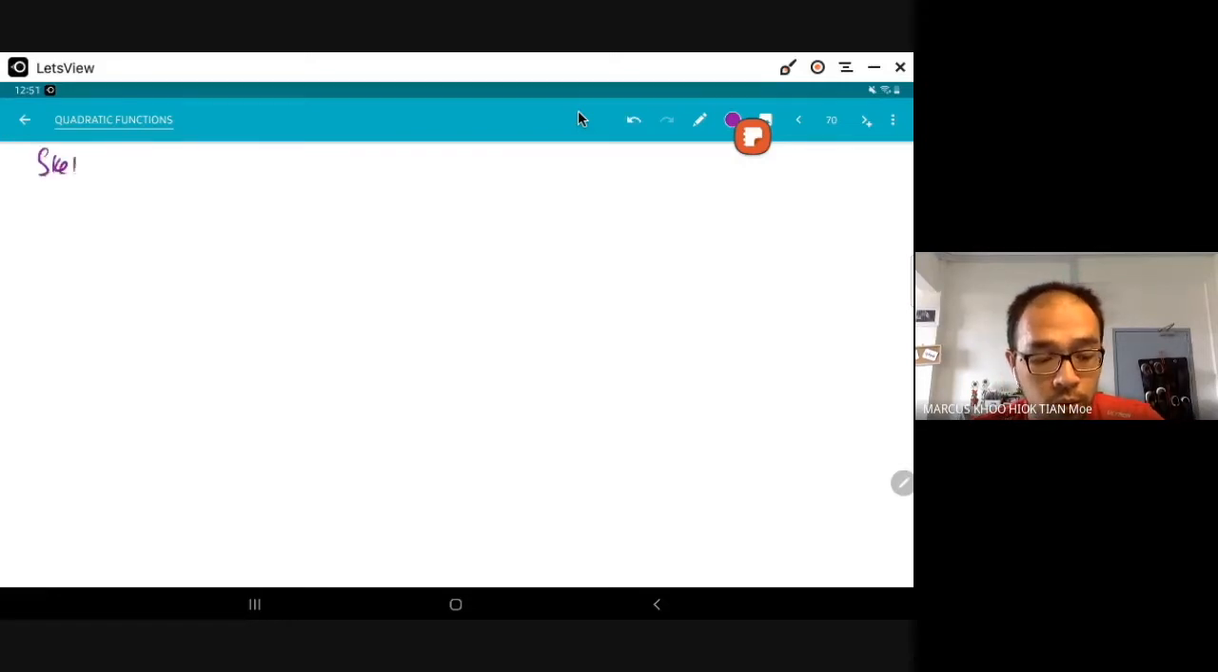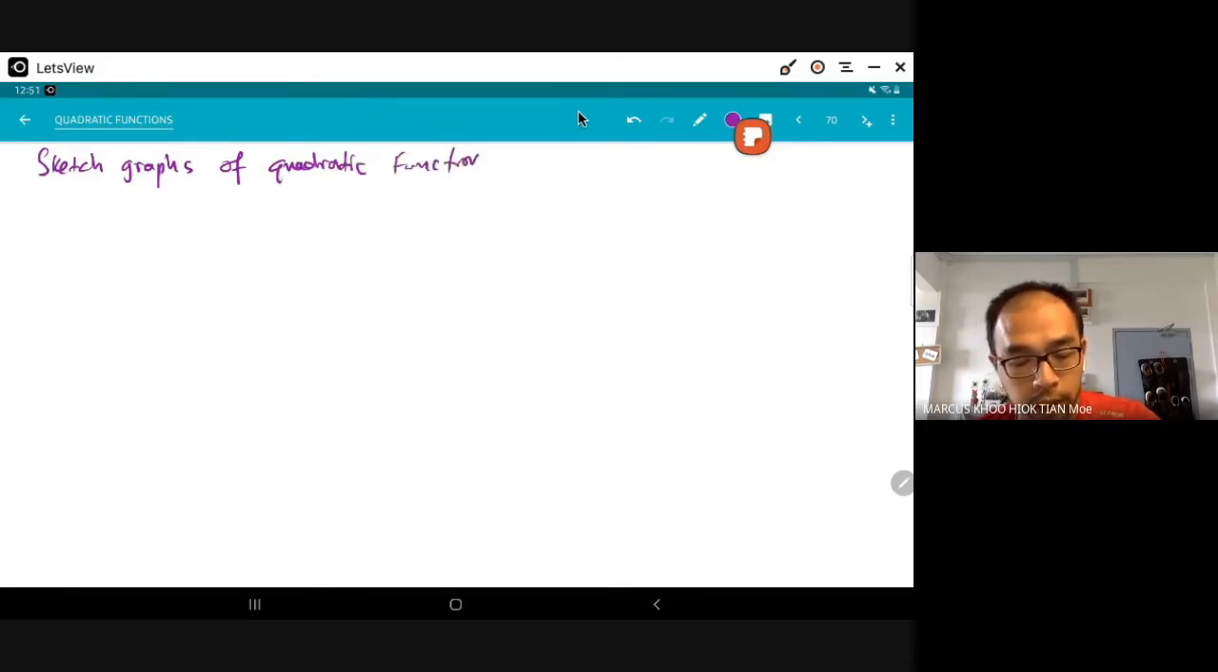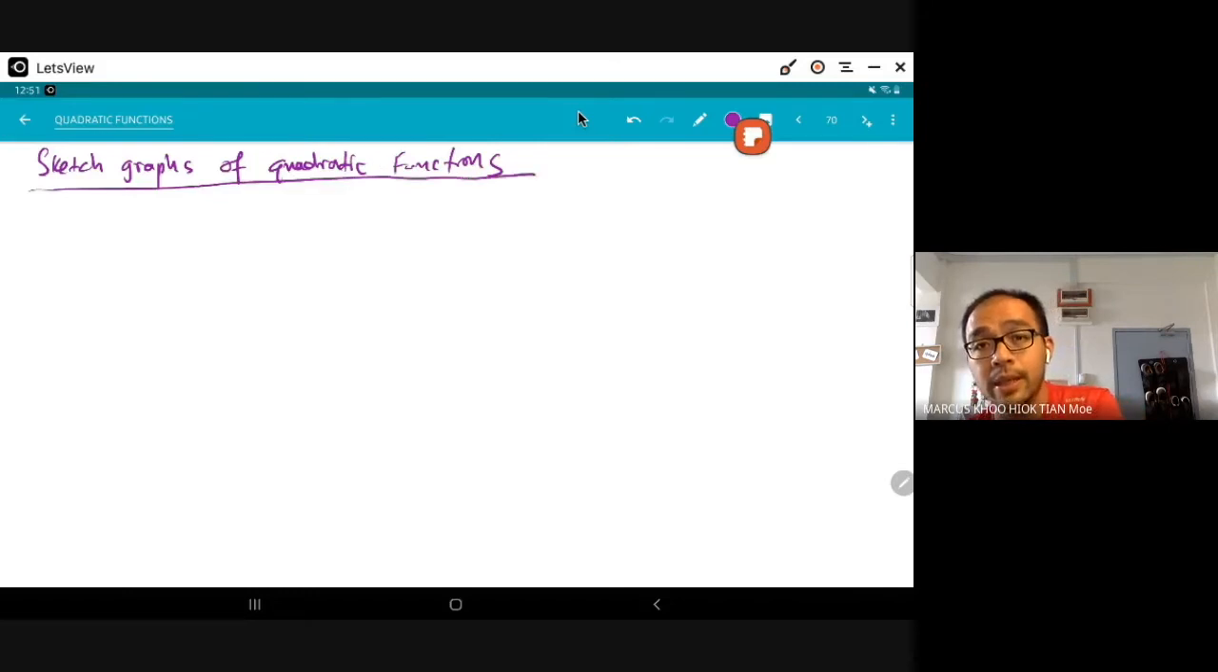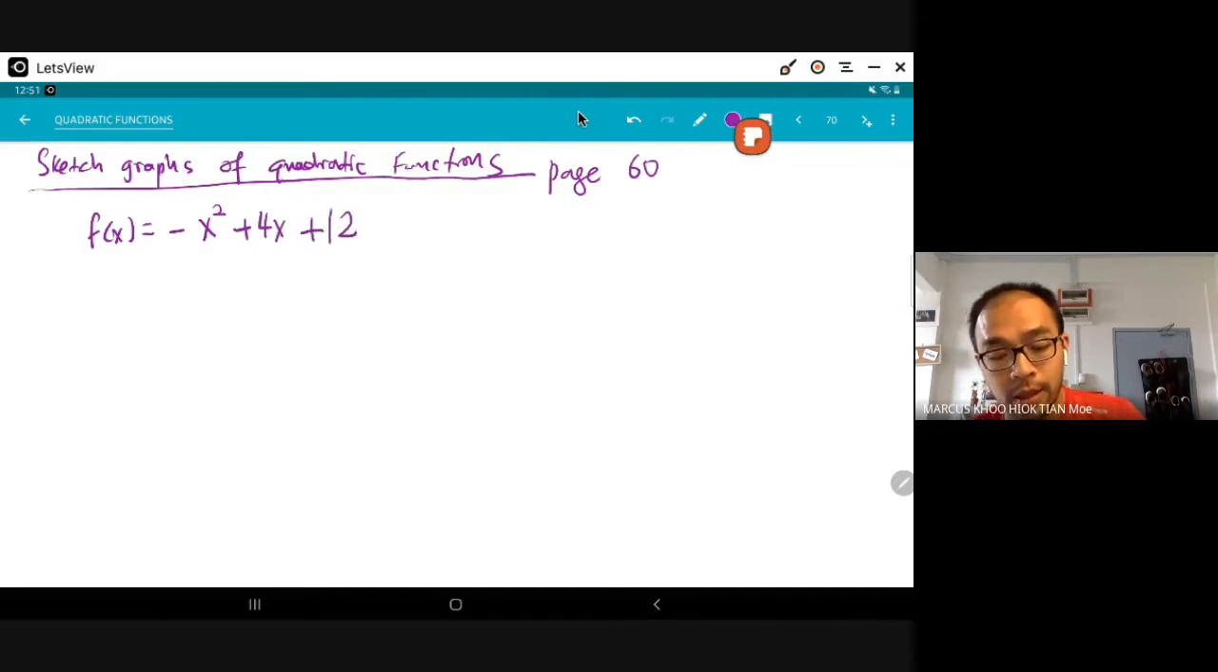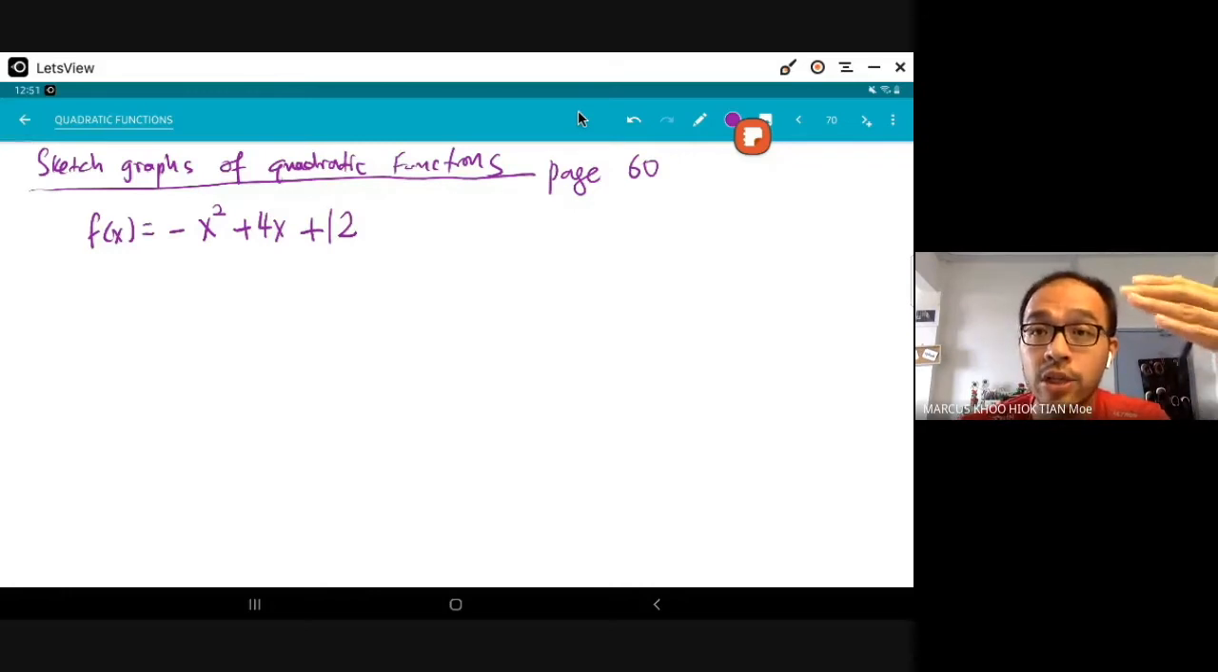We need to know how to sketch graphs of quadratic functions. So I'm going to use the example that is on page 60 in your textbook, except that I want to do a slightly different method. The function is f(x) equals negative x squared plus 4x plus 12. This is the function, and we all have to learn how to sketch the graph. This is the important thing.